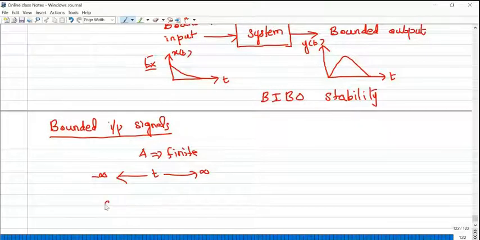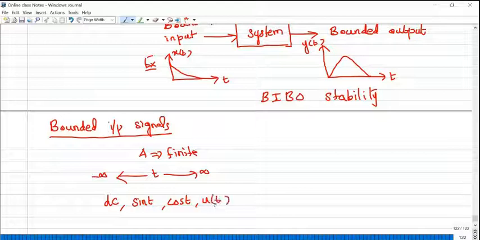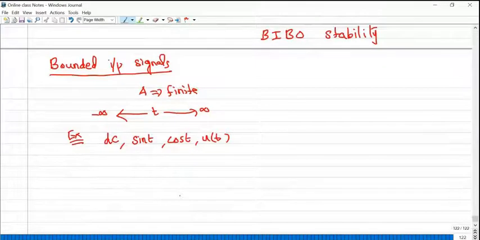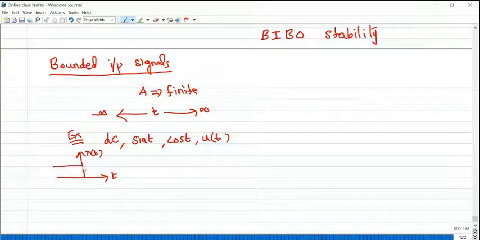Example, any DC signal, a constant value of 1 or 2, okay? It's a bounded signal. Or sin t, or cos t, or u of t. So these are all some of the example for bounded signal. Because if you look at the sketch for a constant DC, x of t versus t, suppose the magnitude of the signal is 2. This is the representation of a DC signal with the amplitude of 2. So the amplitude of the signal is bounded in all the time instant.